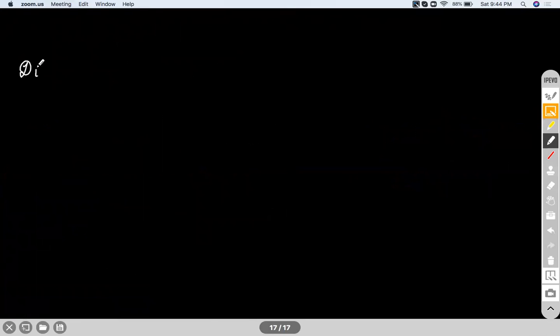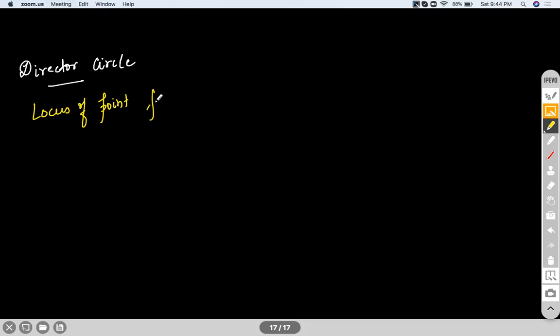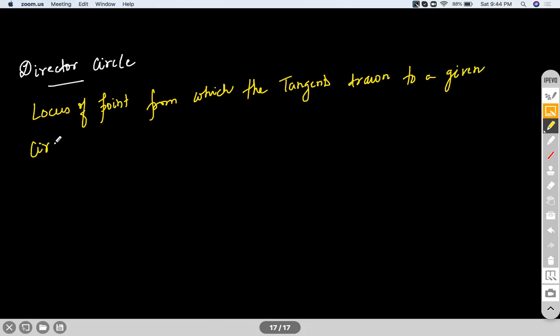Next concept that we are going to take up is the concept of director circle. Now, what is a director circle? Let me define it first. Director circle is the locus of points from which the tangents drawn to a given circle are perpendicular.